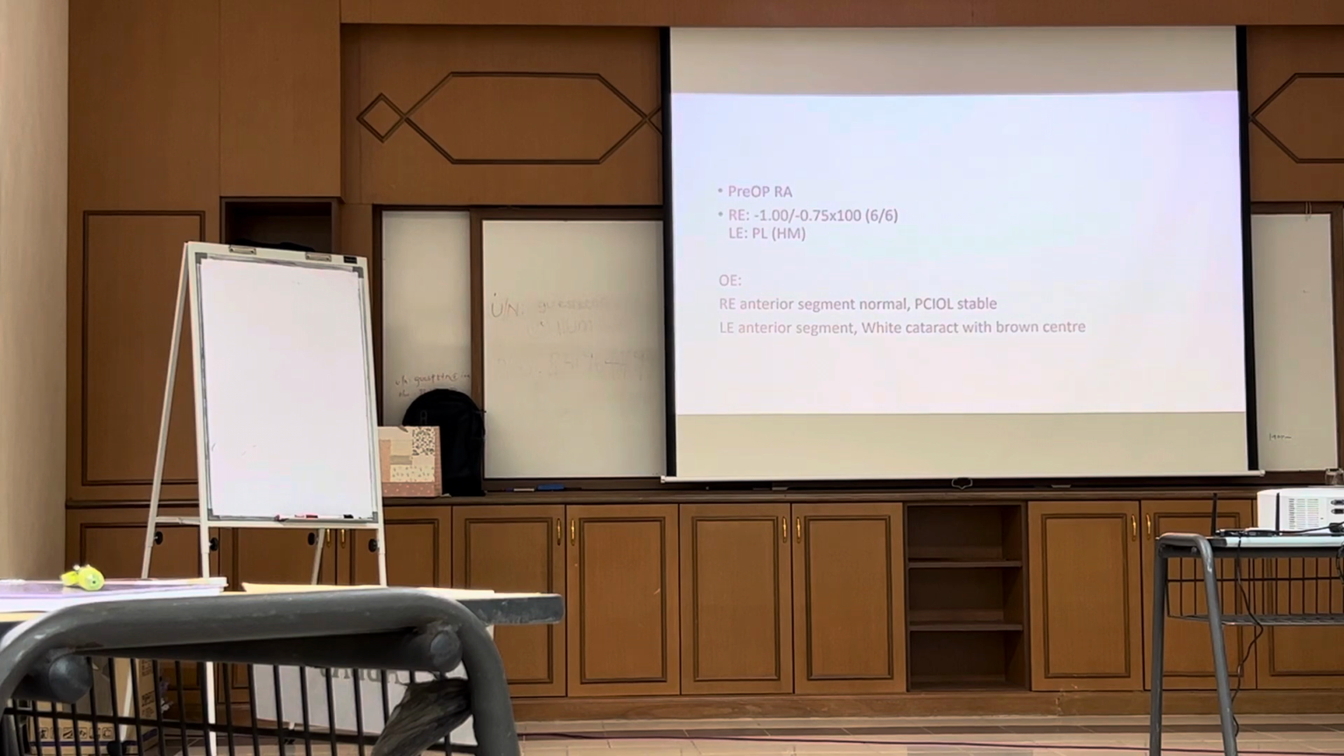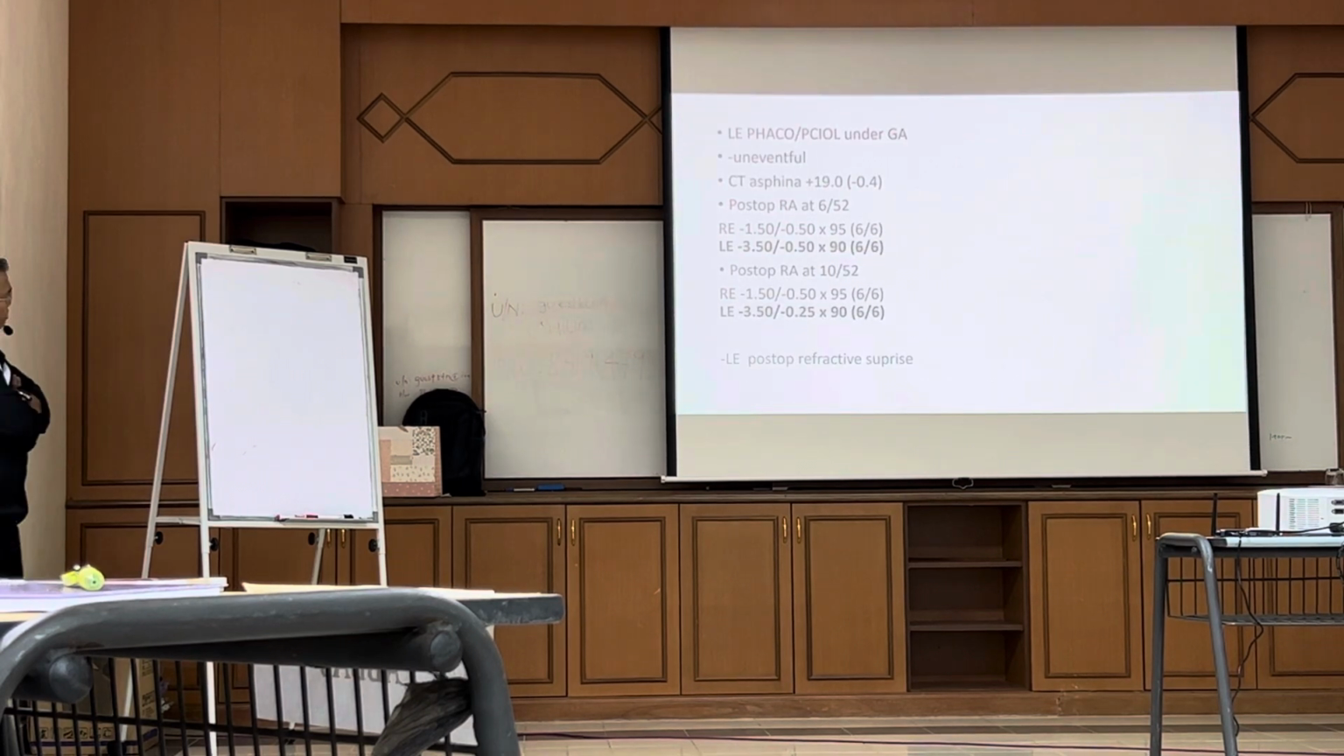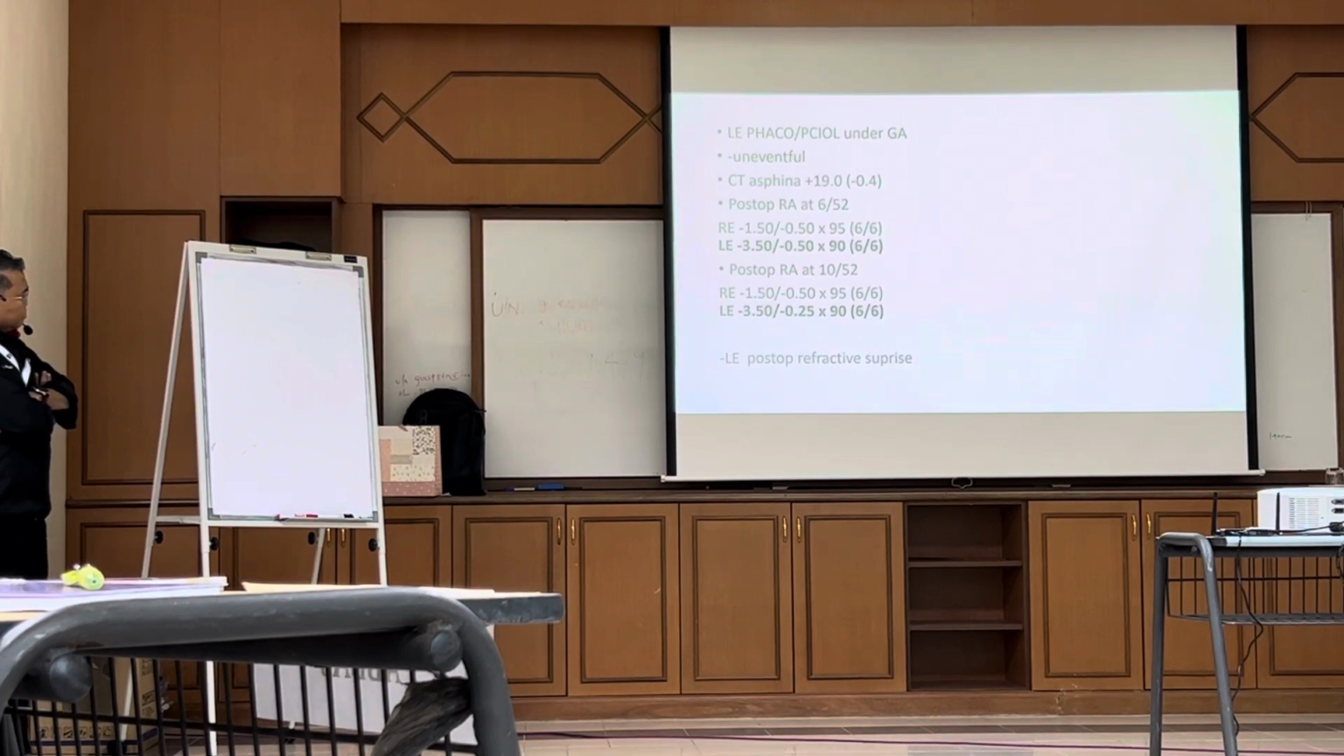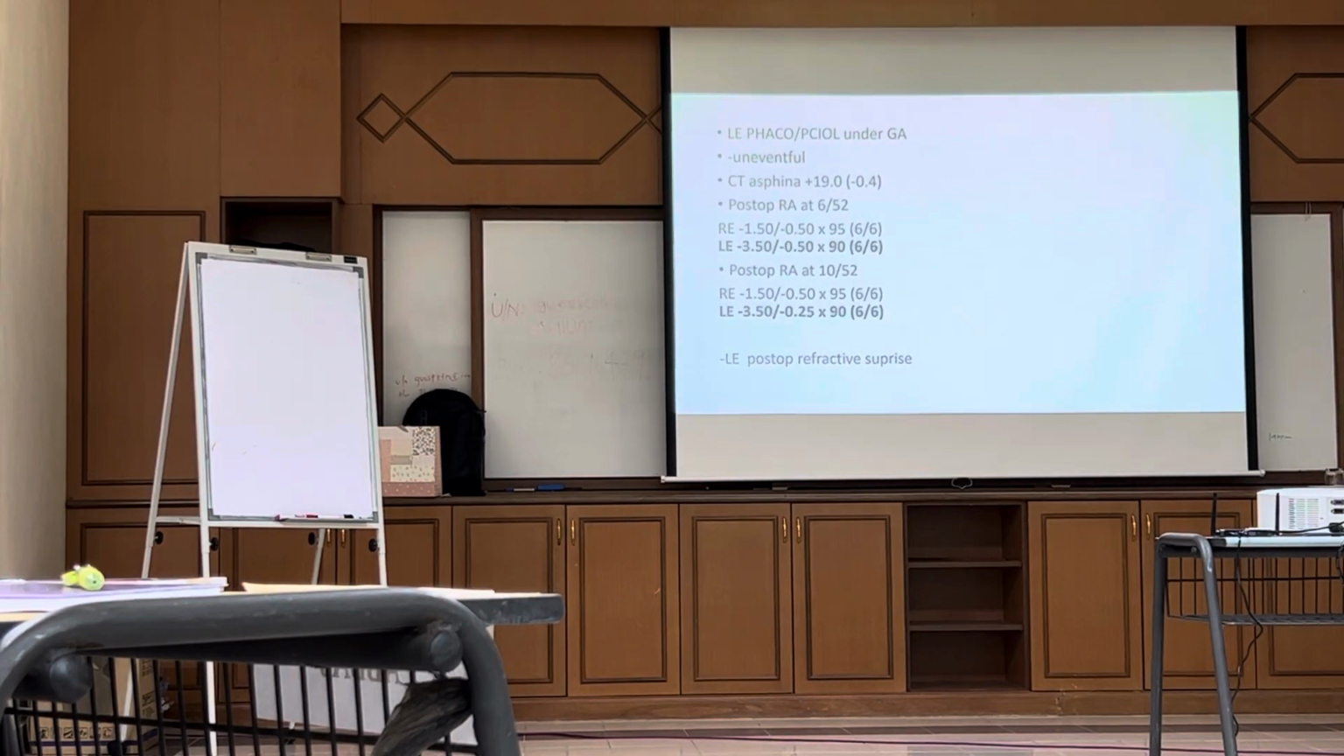Oh, sorry about that, it's hand movement, so the refraction could not be done. Sorry, I don't have any pictures for these patients, but essentially the anterior segment was normal. There was no pterygium or any scars, but the cataract for the left eye was a white cataract with a brown center. He had an uneventful surgery, so we put in Aspina. The target refraction was -0.4, but post-op he had -3.5. And we repeated that again, and it was pretty consistent.